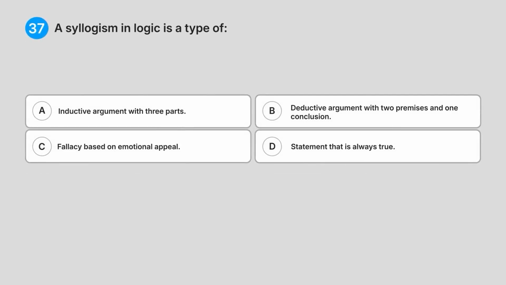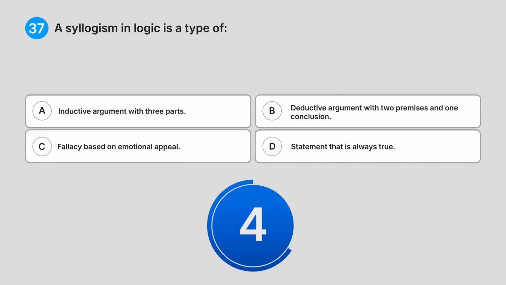37. A syllogism in logic is a type of: A. Inductive argument with 3 parts. B. Deductive argument with 2 premises and 1 conclusion. C. Fallacy based on emotional appeal. D. Statement that is always true. Do you know the answer?